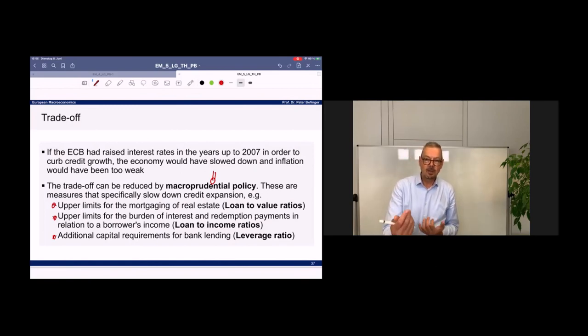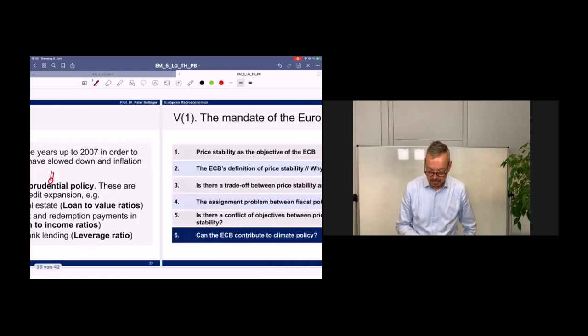If the central bank wants to raise interest rates to prevent excessive lending and excessive real estate prices, because the overall macroeconomic situation is not so stable, there could be a trade-off. But here, I think these instruments of macroprudential policy really help a lot. And so hopefully we will not see the same problems as we saw in the years 2005 to 2008.